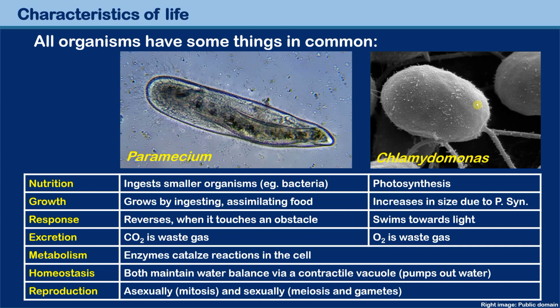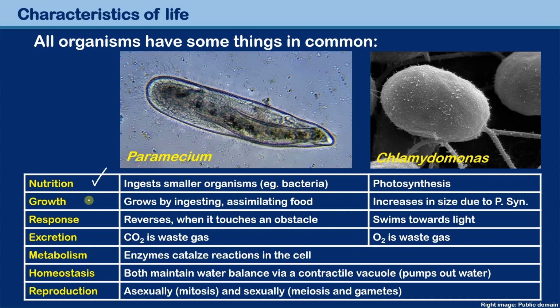Chlamydomonas, in contrast, being a plant, does photosynthesis. It is able to make its own food using carbon dioxide, sunlight, and water. Very different way of feeding. Still, it's a way of feeding, and that's one of the characteristics of all living things: nutrition. So, what about the next one?